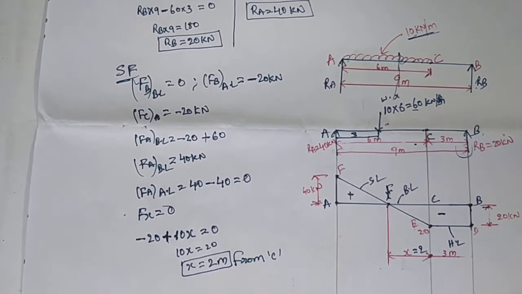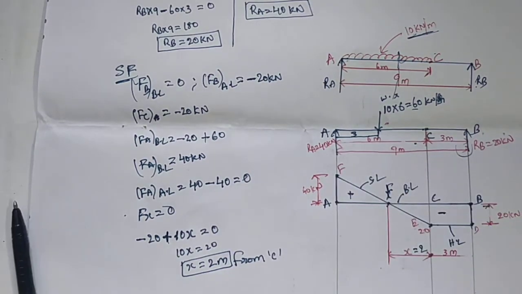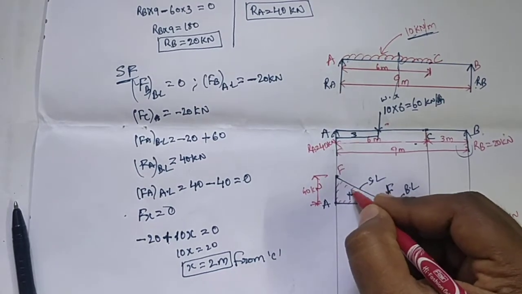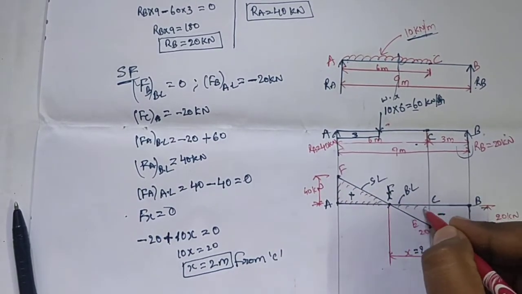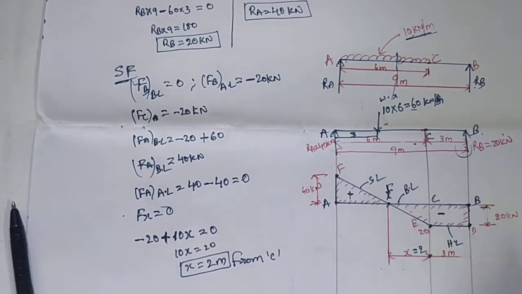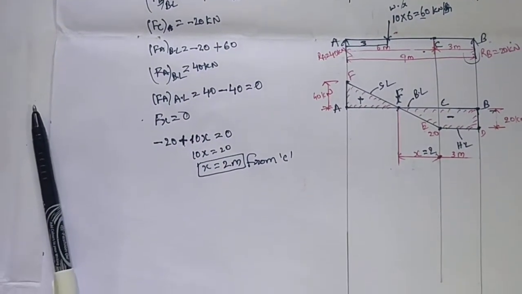Where the shear force is 0, at that point the bending moment is maximum, so we need to calculate the bending moment where the shear force is 0. For that we calculated this x value. Okay, next we need to draw the bending moment diagram. To draw the bending moment diagram, we need to calculate the bending moment at points A, B, C and at the maximum value. Okay, for this I am calculating bending moment values.